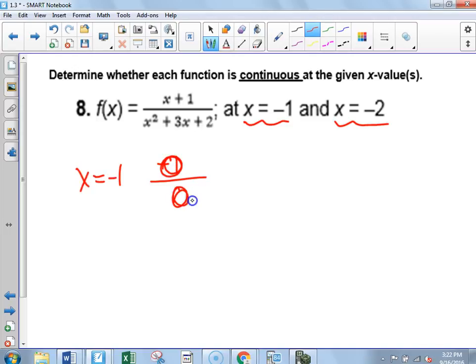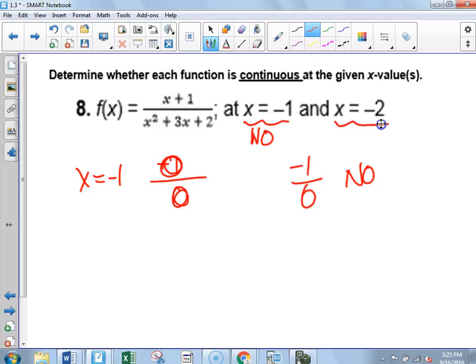Okay? But is that possible? No. So it's discontinuous. So is it continuous? No. That's a different kind of discontinuity than if I put in a negative 2. If I put in a negative 2, I get negative 1 over 0, which is still a no, but it's a different kind. Actually, it has a hole at negative 1, and it has an asymptote at -2. So this would be a removable discontinuity, and this has an asymptote at -2, which is an infinite discontinuity. But I'm just going to ask, is it continuous?